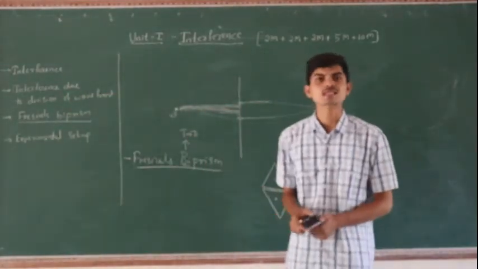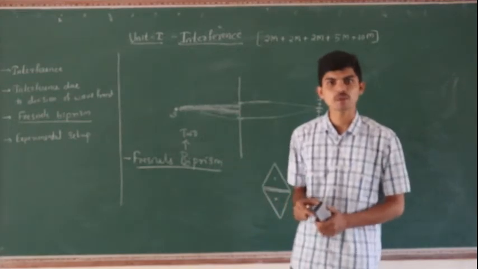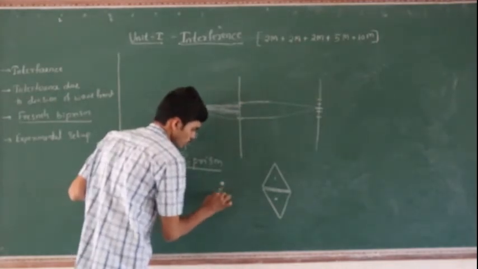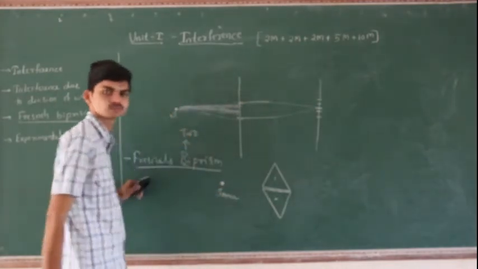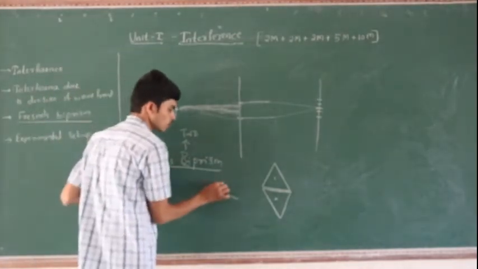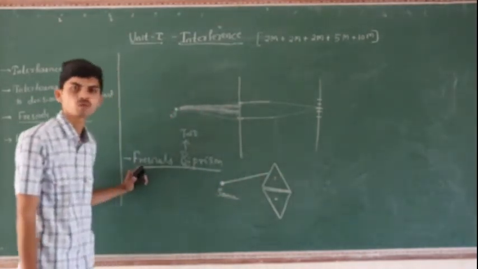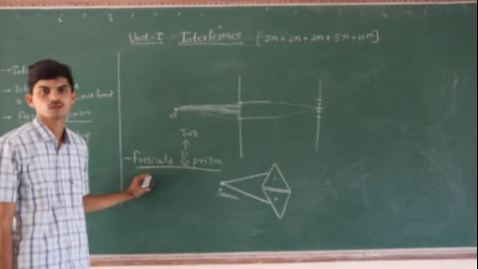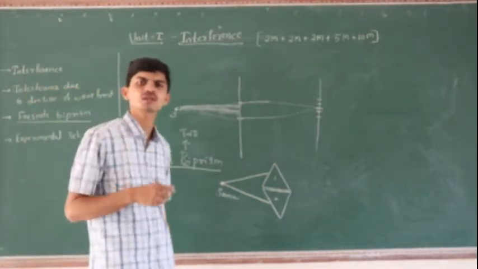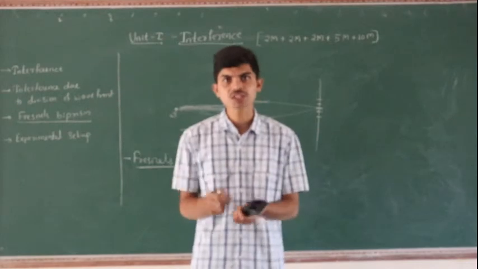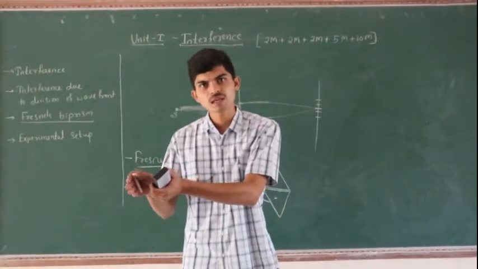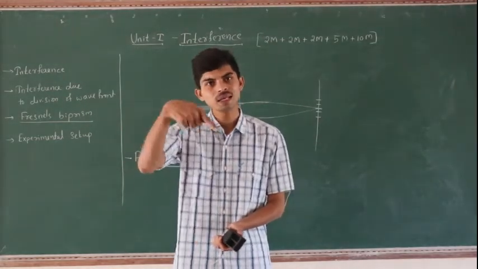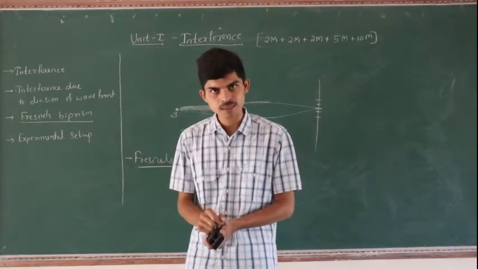What did Fresnel do in this experiment? He considered one source. From this source, one ray will go to prism number 1 and another ray will go to prism number 2. When light falls on an ordinary prism, what happens? The deviation will happen. Whatever angle the light deviates by, that is the angle of deviation.